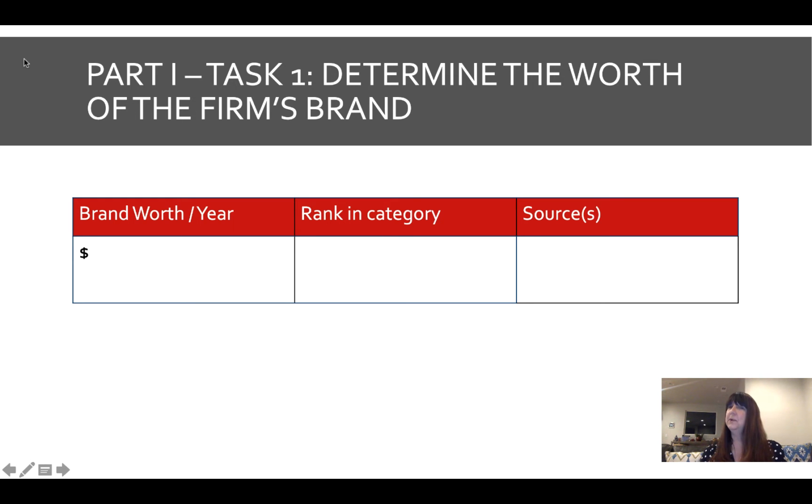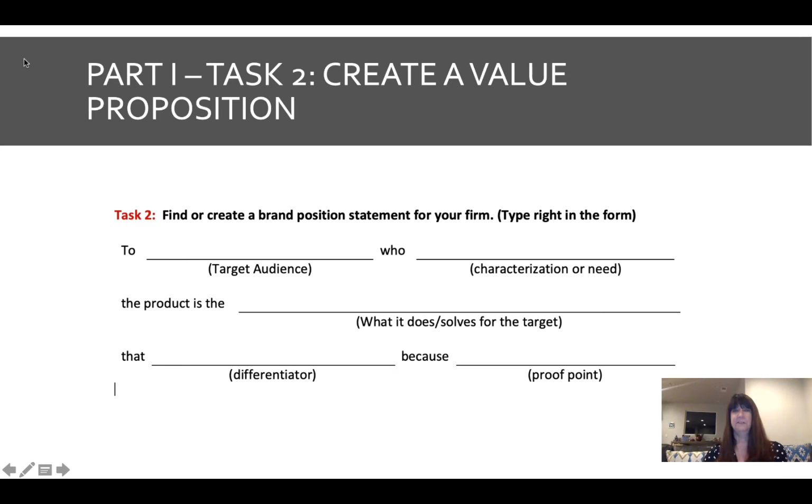Then I want you to tell me, based on your competition, how do you rank? Are you at the upper quartile? Are you down below? Are you somewhere in the middle? Are you number one? Are there places that say, in your particular category, you're number two, you're number three, you're number one? Tell me a little bit about that. And then finally, where did you get your data? You probably didn't come up with it, but did you find some sources that helped you figure that out? Okay, so that's the first thing.